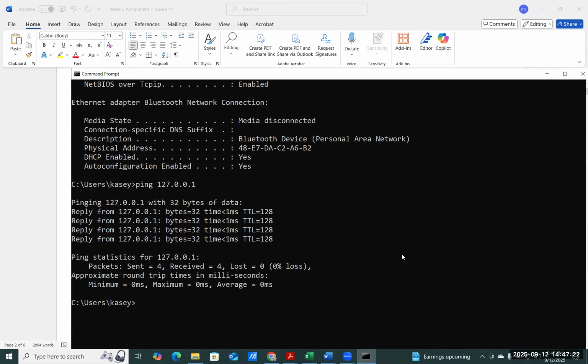Now, in Linux, if you're using a Linux system, you do ip address to obtain the address, and you use the ping command the same way. So you do ping, and then you can use the loopback address. The 127 address is called a loopback address, or you can ping its own IP address. Okay. All right. So we now know how to do that.